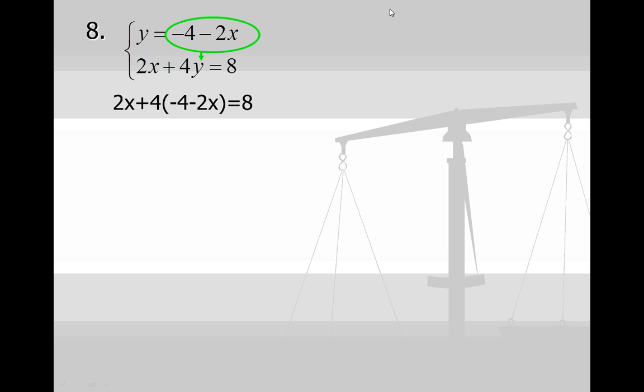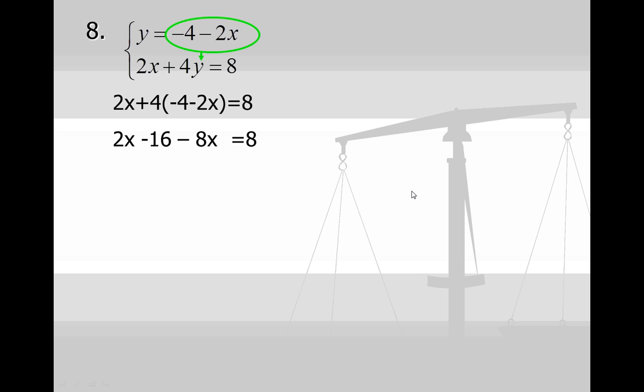Now, if all you needed was that little boost to remember what to do, now pause the video and see if you can find out the answer from here. Remember, this number is outside the parentheses, so do the distributive property. So next, that's where I come up with 4 times negative 4 is negative 16. 4 times negative 2x is negative 8x.